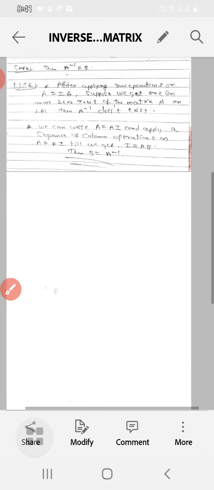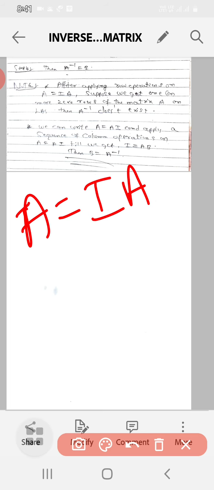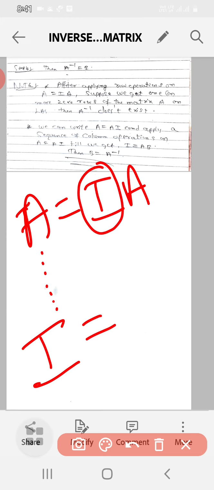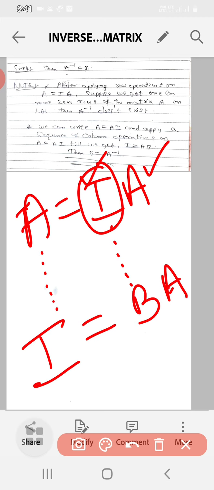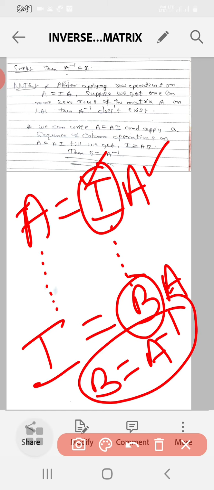Let me write it again. Given matrix is written as IA, then you convert LHS to identity matrix, then you convert RHS. On the RHS we have identity matrix, in that we get another matrix B, and you write this A as it is. Then whatever the matrix you get, that will be the inverse of A. These are the points we have to follow.